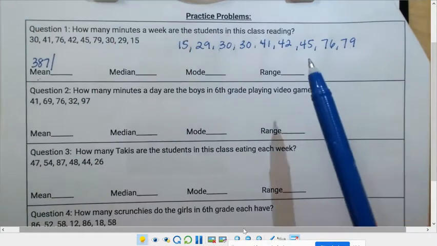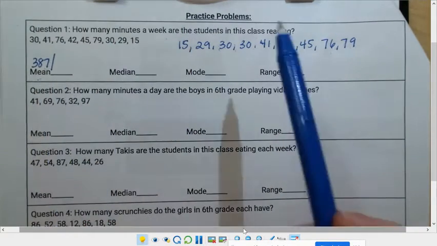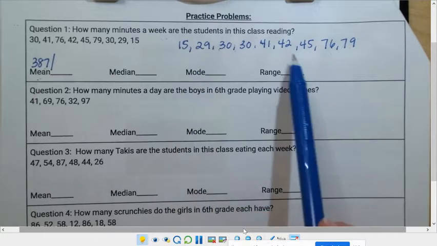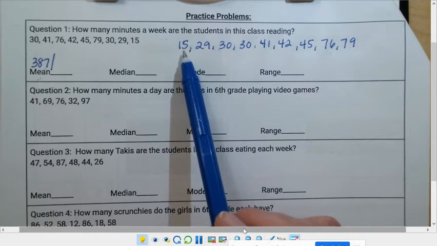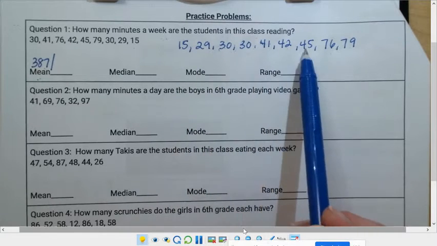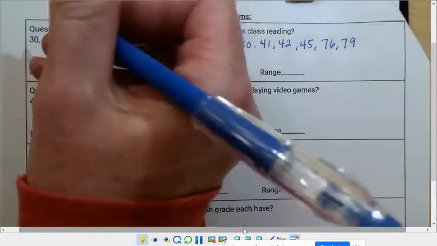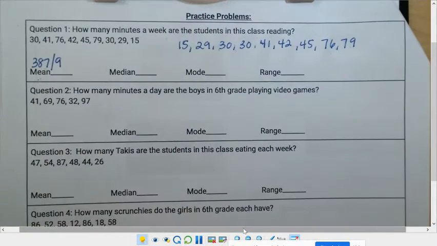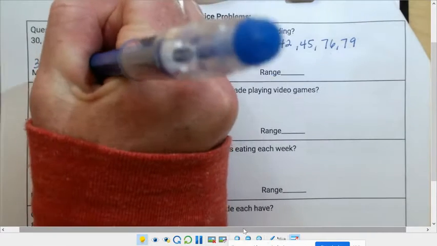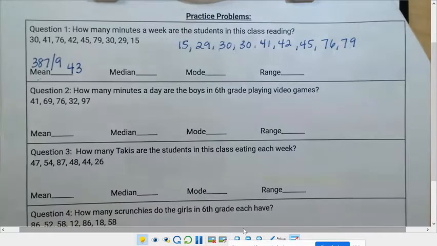Then what I need to do is divide that 387 by the number of numbers I have here, so the number of data points. So I have 1, 2, 3, 4, 5, 6, 7, 8, 9 numbers. So then in my calculator, I put 387 divided by 9, and I get a mean or an average of 43.